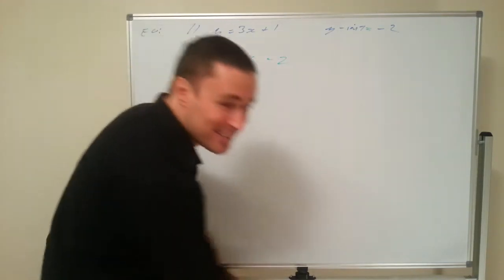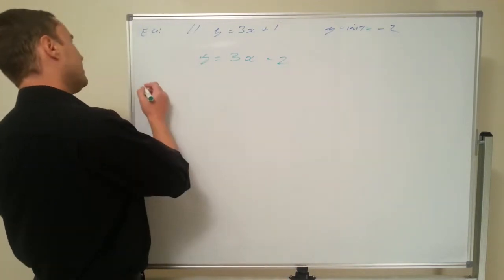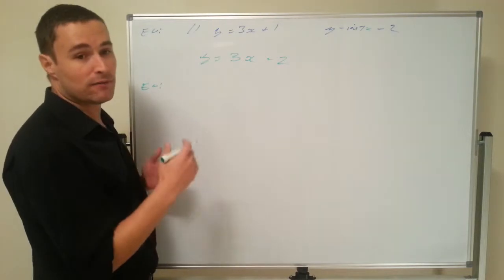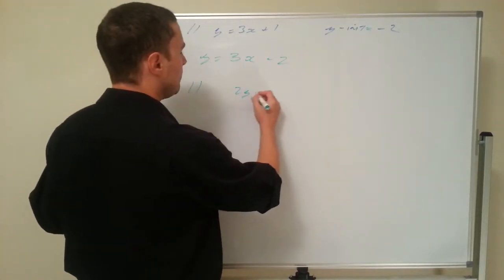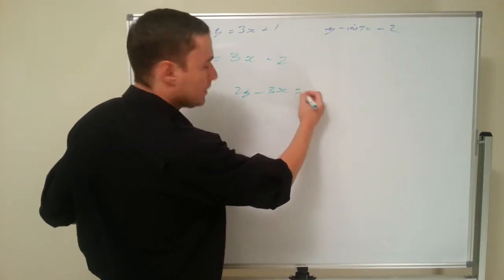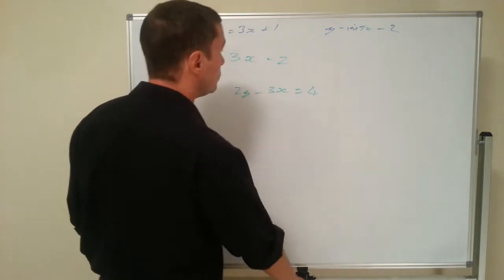Alright, so let's try another one. The only way they can make this even a little bit more tricky is they say this. Write down a line parallel to 2y minus 3x equals 4, and passes through the origin. So passes through the origin.